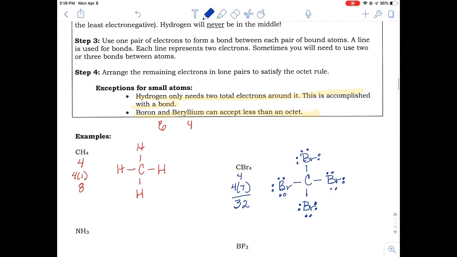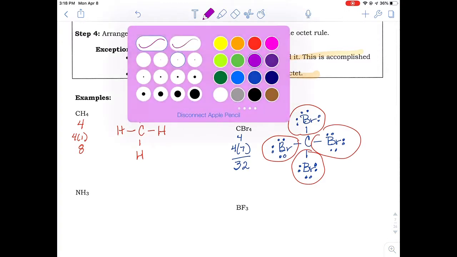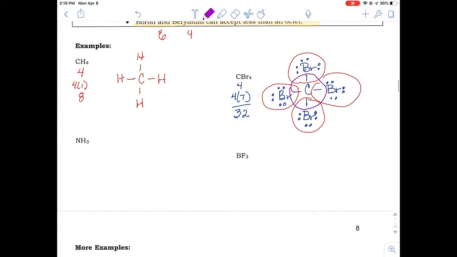We've arranged them. We've filled the rest in. Everybody has 8. If we want to draw a circle around them, each bromine has 8. And the carbon, if we consider each of those lines to be 2 electrons, also has 8. So we fill the octet rule.